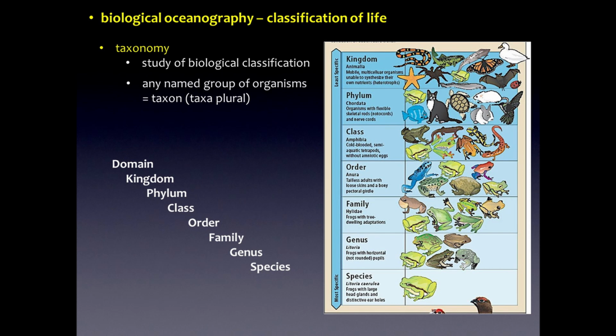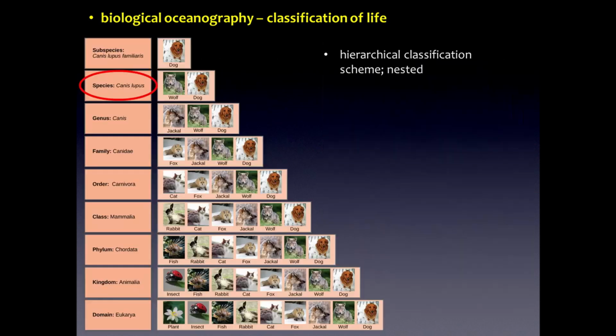Genus and species we're probably the most familiar with. We talk about how humans are Homo sapiens. Homo means the genus, sapiens means the species. This classification of life is hierarchical. It's a nested scheme. Once again, we can see here how dogs are classified. So their species is Canis lupus. Canis, once again, is the genus. Lupus is the species. And we find that they have many shared characteristics with the wolf.